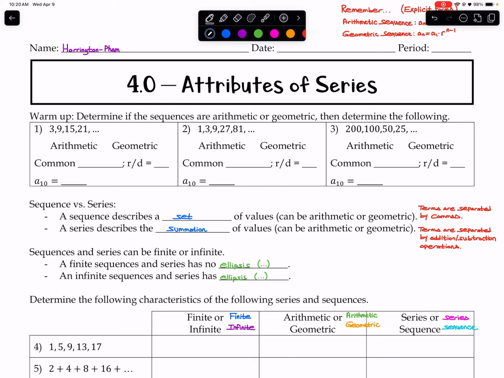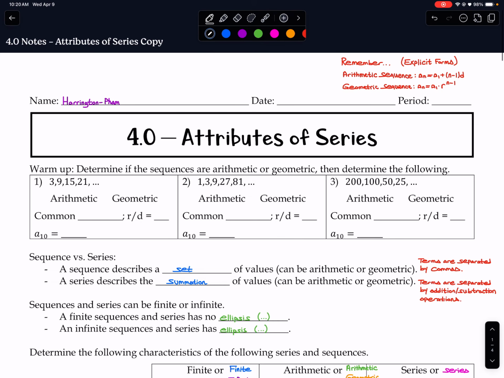Welcome back, everyone. In this lesson, we're going to be talking about what we call attributes of series. We'll talk about what a series is, what it looks like, what it does, and just some background information on it. But before we get into series, I do want to do a recap of sequences.